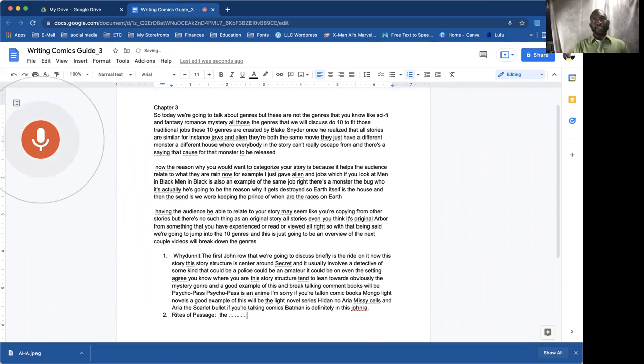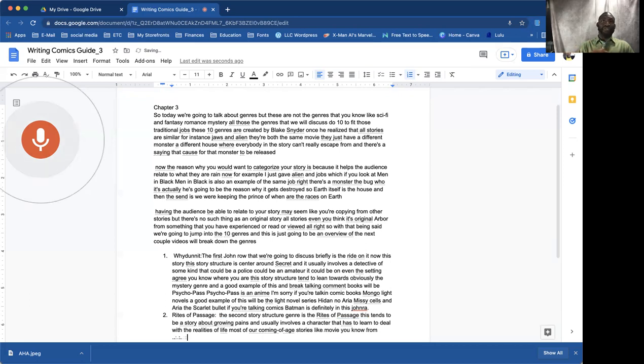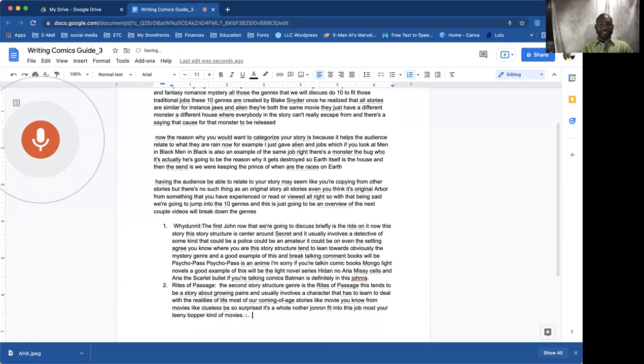The second story structure genre is the rites of passage. This tends to be a story about growing pains and usually involves a character that has to learn to deal with the realities of life. Most of our coming of age stories, like movies such as Clueless, fit into this genre. Most of your teeny bopper kind of movies are here.